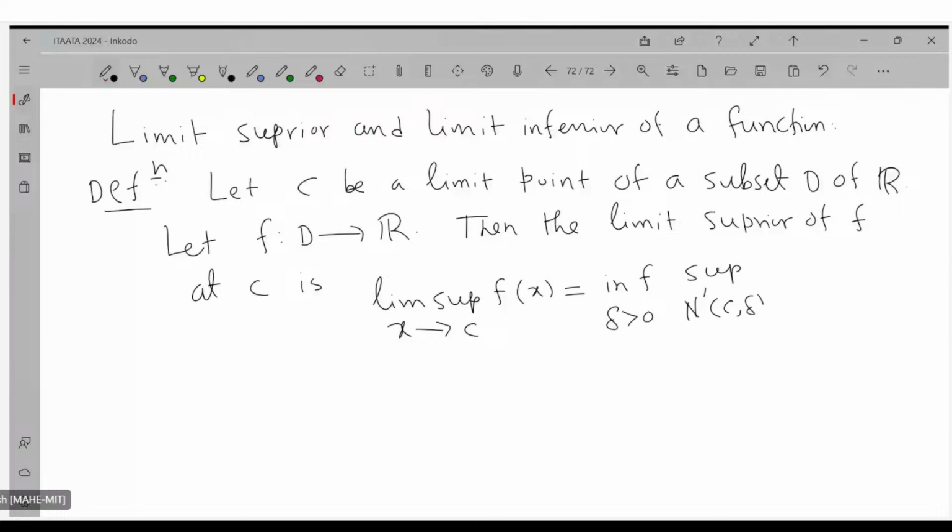What is N'(c, delta)? N'(c, delta) is a deleted neighborhood of c. That means it's a neighborhood of c, but the point c has been deleted from that neighborhood. So N'(c, delta), you can think about this as (c minus delta, c) union (c, c plus delta). Okay.